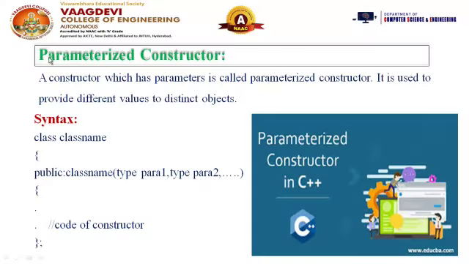Next, we go to type 2 constructor, that is the parameterized constructor. A constructor which has a parameter is called a parameterized constructor. And this is the syntax for the parameterized constructor.